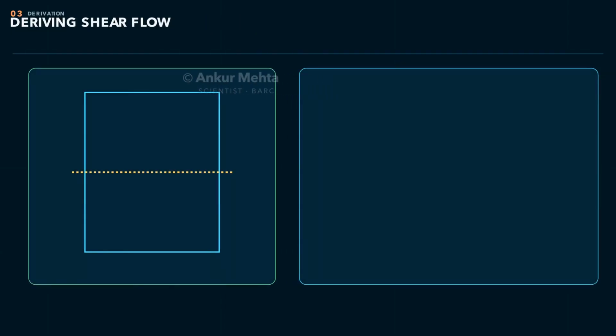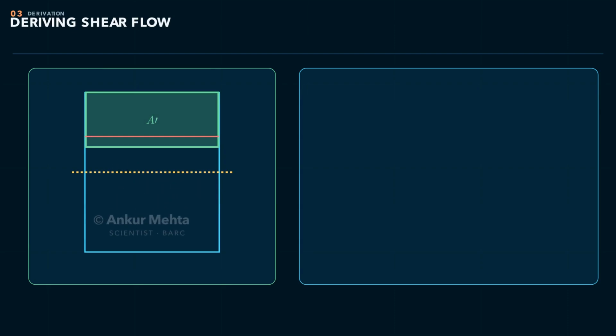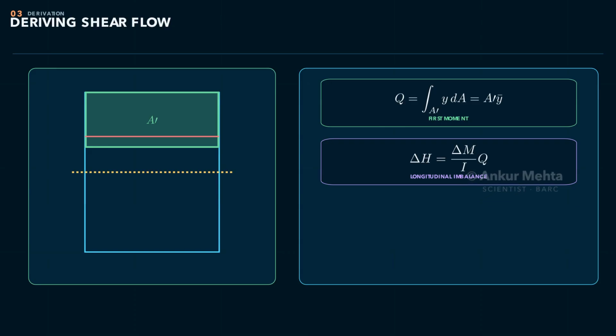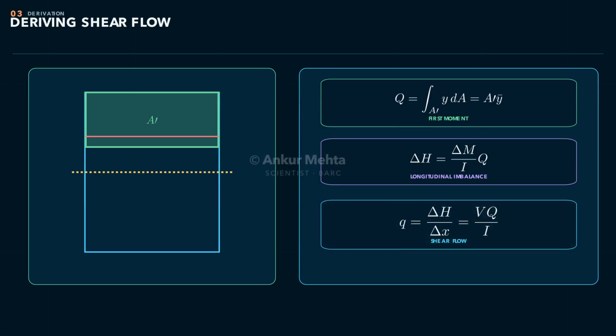Select the area A prime above the level where shear is required. Its first moment about the neutral axis is Q equals the integral over A prime of y dA, or A prime times y bar. On the first face, the longitudinal resultant is the integral of My over I dA. On the second face, replace M by M plus delta M. Subtracting gives delta H equals delta M over I times Q. Divide by delta x and use delta M over delta x equals V. The result is shear flow q equals VQ over I. Shear flow has units of force per unit length, such as newtons per millimeter.